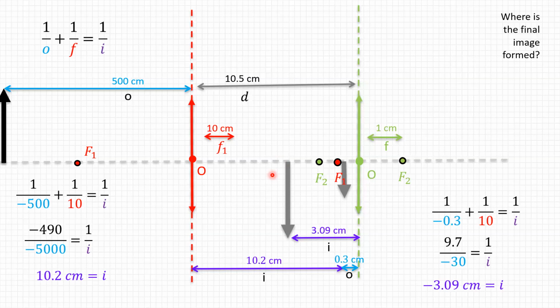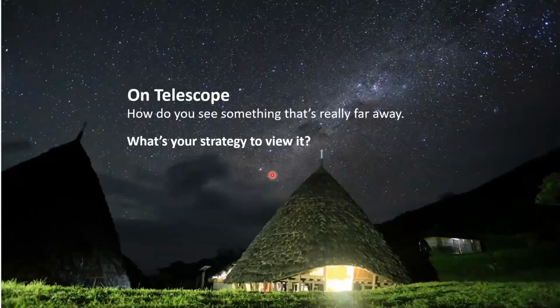I have some questions for you guys now. You've seen a telescope, right? Now, how do you see something that's really, really far? That's the question. Like a star or something really, really far. How do you see it? Can you come up with a strategy to achieve that? Remember the strategy that you used long back.